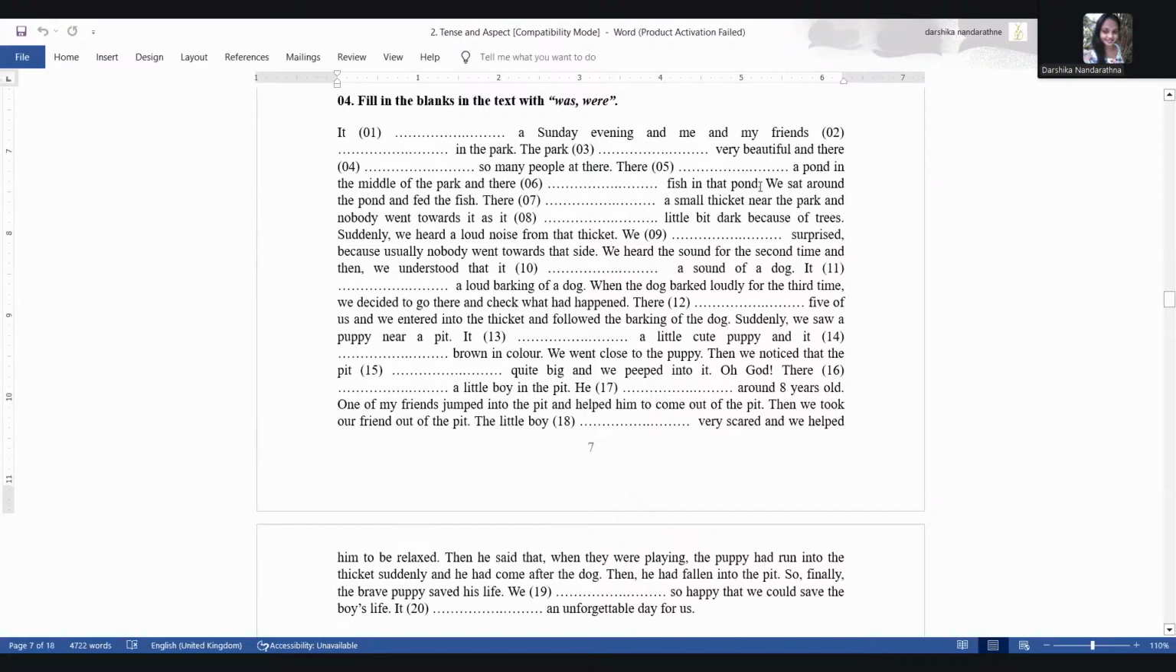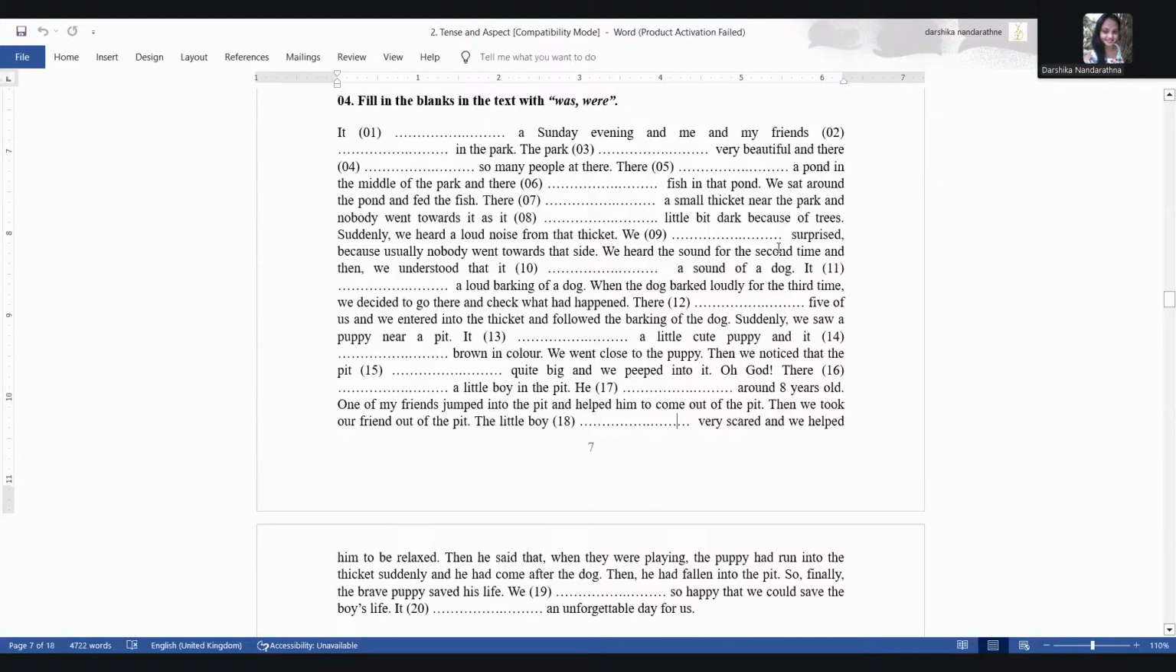There were fish in the pond. We sat around the pond and fed the fish. There was a small thicket near the park and nobody went towards it as it was a little bit dark because of trees. Suddenly, we heard a loud noise from that thicket. We were surprised because usually nobody went towards that side.